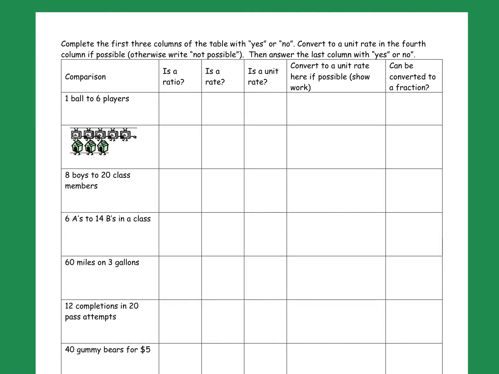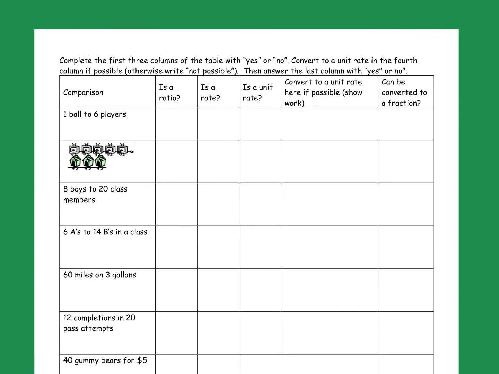So now we're going to do the table all over again, except at the top it has different questions. This time it asks, complete the first 3 columns of the table with yes or no. Convert it to a unit rate in the 4th column if possible, otherwise write not possible. Then answer the last column with a yes or no. So what they want us to know: is it a ratio? Is it a rate? Is it a unit rate? Convert to a unit rate here if possible. Show work. And can it be converted to a fraction?